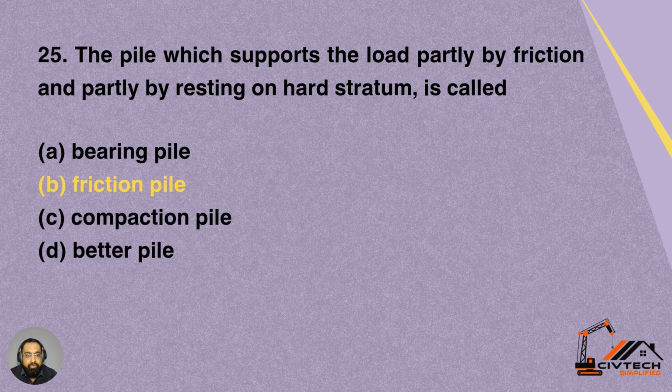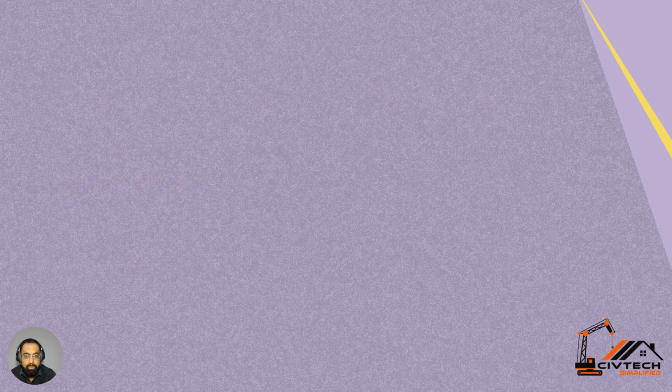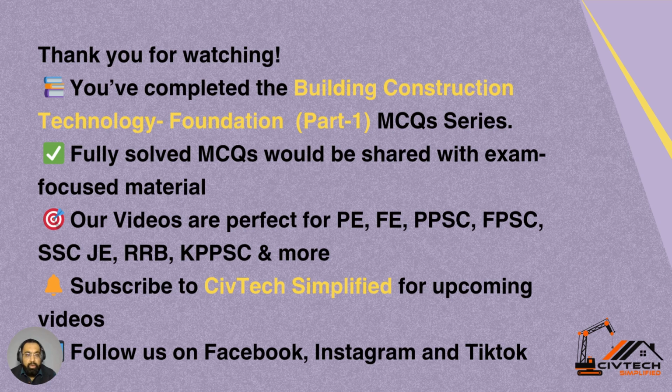Then we have question 25 and the last question for this part. The pile which supports the load partly by friction and partly by resting on the hard stratum is called: A, bearing pile; B, friction pile; C, compaction pile; D, batter pile. So it's the friction pile which partially transmits load to the underneath soil and partially to the side walls. So option B is correct for this question.